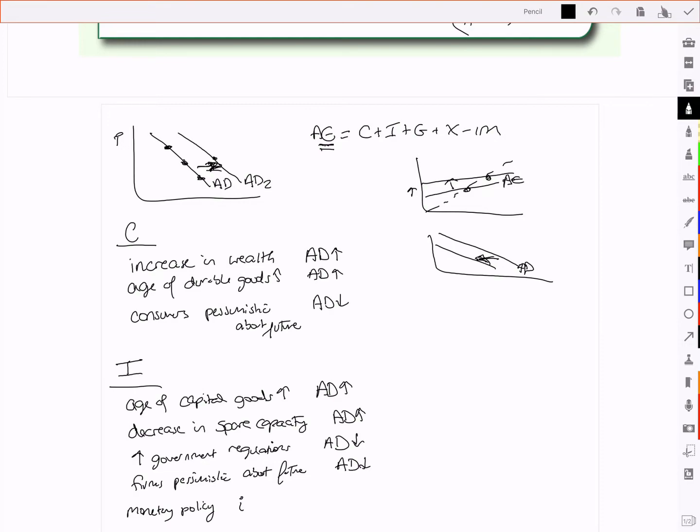So with monetary policy, we could decide to increase interest rates. And if we increase interest rates, then now it's more expensive for businesses to borrow. And if businesses don't borrow as much, they don't spend as much, and aggregate demand will decrease or shift to the left. Interest rates can also be impacted by the amount of government debt.